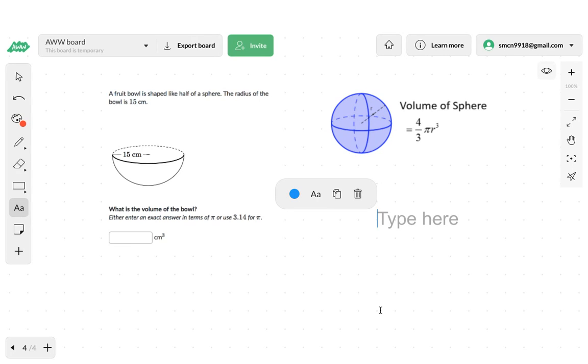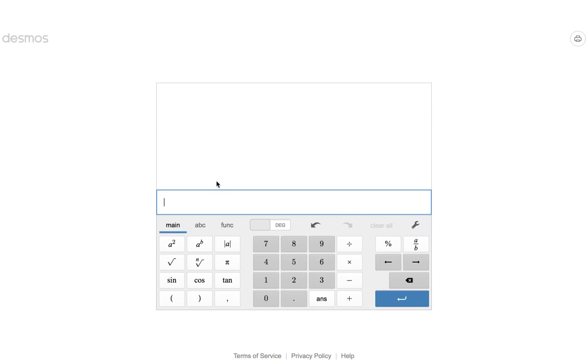All right, so we have to start setting up the equation. I'm going to put 4 divided by 3, and that's right from the formula. They said for pi to use 3.14, so I'm going to do that. And then they have r cubed. So r is again our radius. So I'm going to put in 15, and I'm going to raise it to the third power. Right, so I'm going to go to my calculator and input this. The first thing I want to do, because I don't have the cube button, I'm just going to do 15 times 15 times 15.